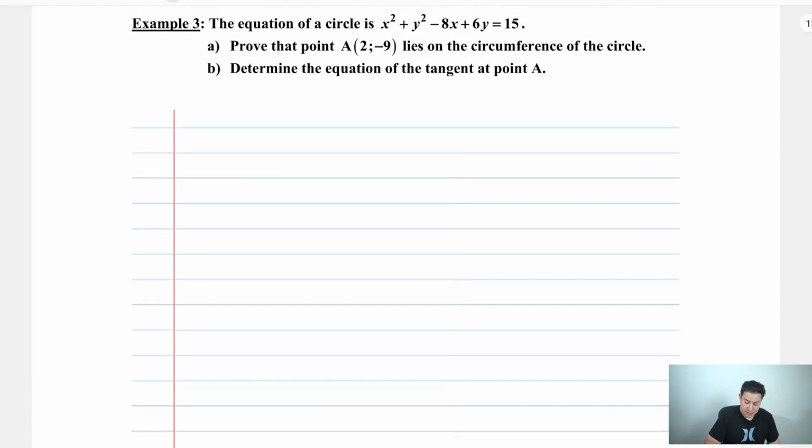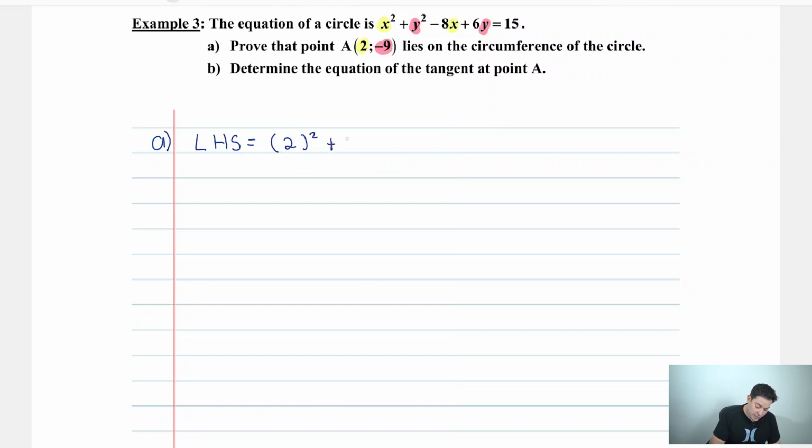The first question says, prove that the point A (2; -9) lies on the circumference of the circle. There are two ways we can do this. The first way is we simply prove that if (2; -9) lies on the circumference, then this equation will be true. So we start with the left-hand side of the equation, and we're going to substitute x equals 2 for all my x's, and y equals -9 for all my y's.